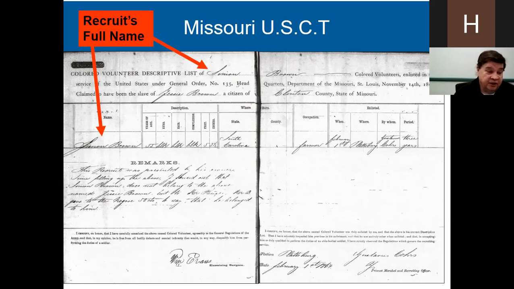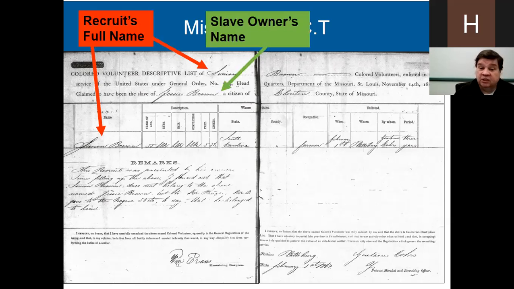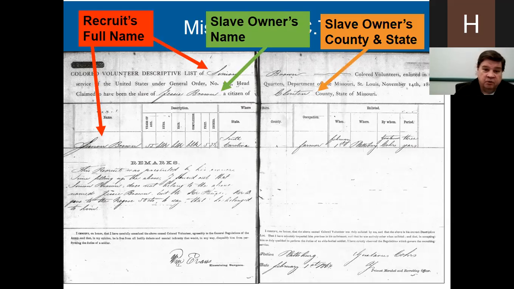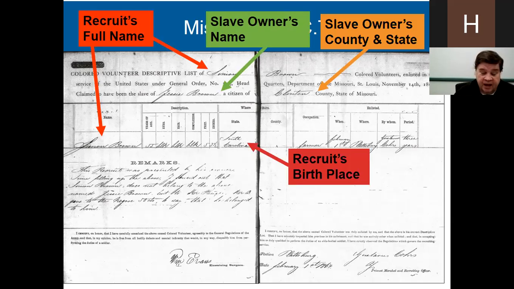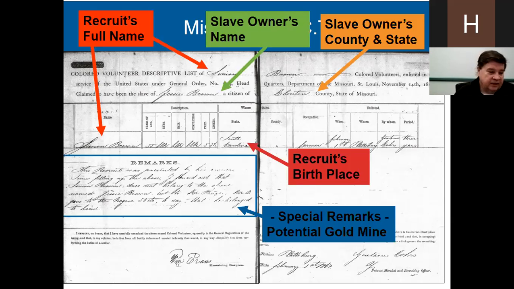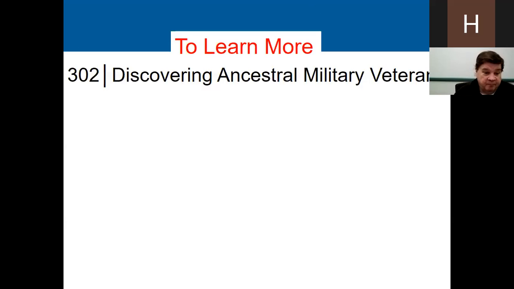So what kind of information? We get the full name of the recruit. We get the name of the slave owner, the slave owner's county and state, the recruit's birthplace, how about that? And the special remarks, which could be just a gold mine of information, or it could be nothing, or they could have just left it blank. But if you're lucky, there'll be something written there, and it'll be beneficial for you to read.